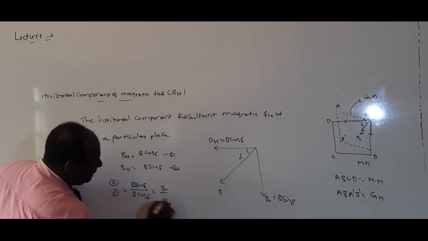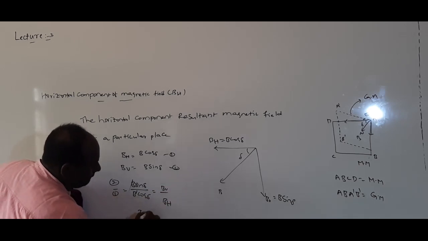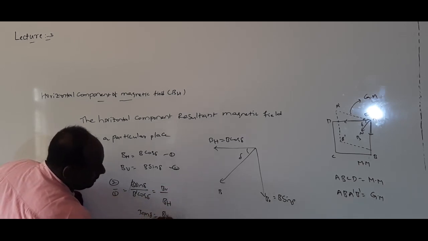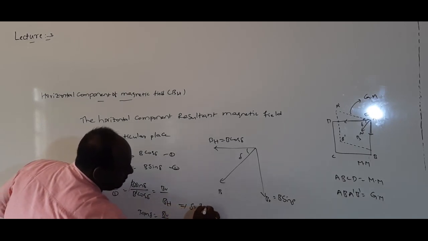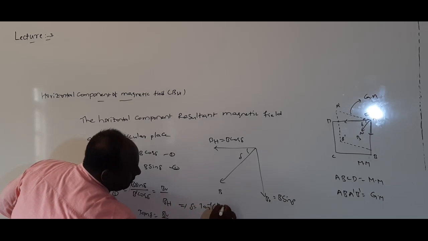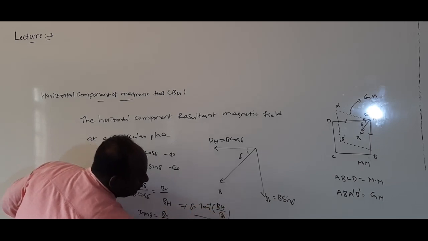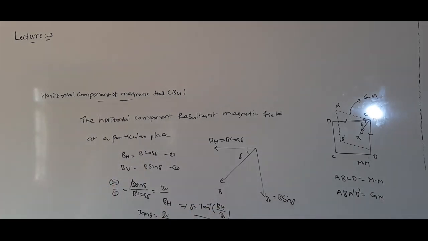B gets cancelled. Tan delta is equal to BV by BH. That implies delta equals tan inverse of BV by BH. If you find tan inverse of BV by BH at a particular place, we can get the angle of dip at that particular place.